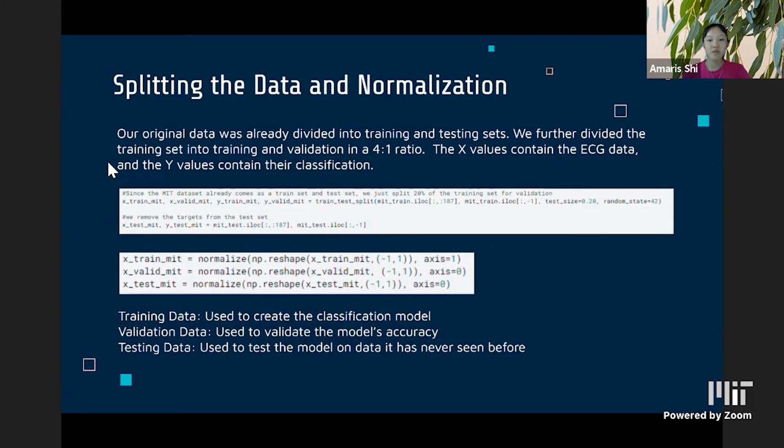So, splitting the data and normalization. Instead, we've decided to focus on the data points themselves since the Fourier transform was not performing very well. For data processing, the original data was already divided into training and testing, so we further divided the training data into training and validation. The training data is used to create the classification model. The validation data is used to evaluate the model accuracy. And finally, the testing data is used to test the model on data it hasn't seen before.